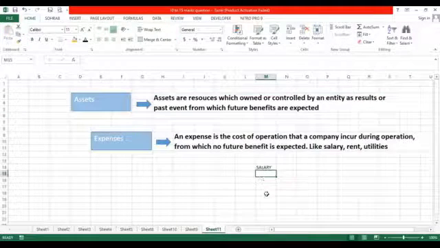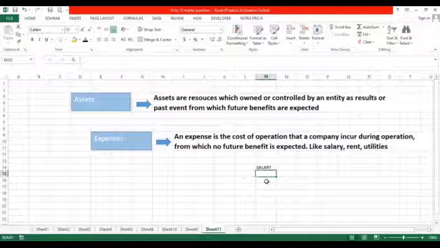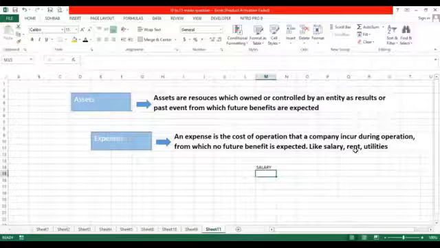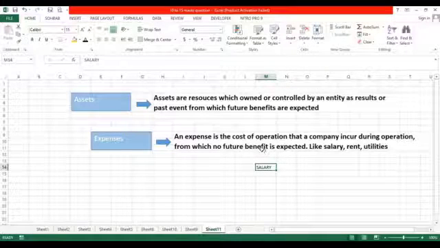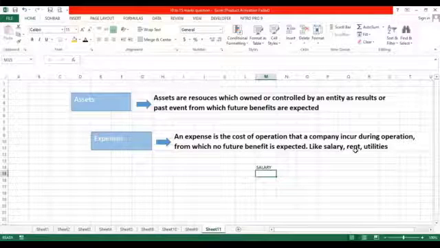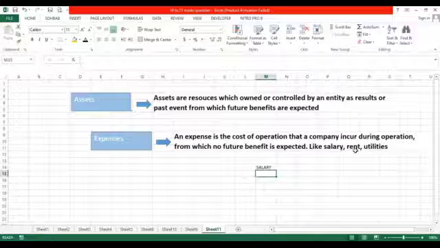Okay, now we will discuss expense. What is an expense? An expense is the cost of operation that a company incurred during operation, from which no future benefit is expected. So an expense is a cost for a company. For generating revenue we must consume our resources. For generating revenue we do operations, and during our operations we consume our assets, so the consumed amount of assets is called expenses, and from that consumed amount we have no benefit in the future. So what is the difference between asset and expenses?